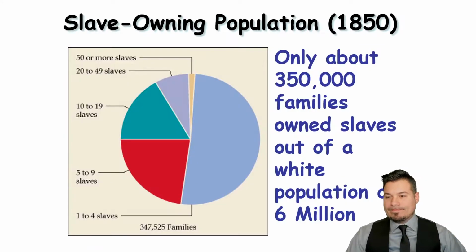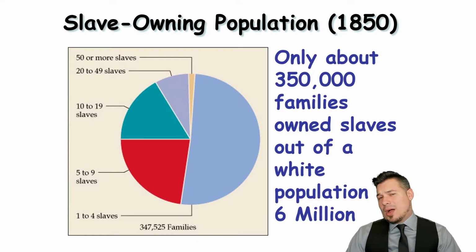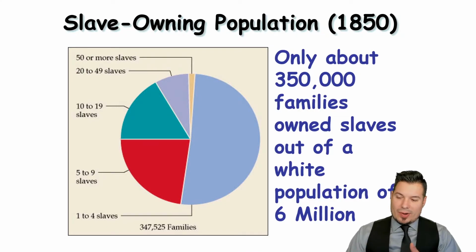Now, another thing we talked about earlier in one of our virtual classrooms is the slave-owning population. Only around 350,000 families own slaves out of the white population of 6 million. So you look at it, okay, we have 347,525 families. Most are owning 1 to 4 slaves because they're yeoman farmers. And being a yeoman farmer, they work alongside their slave in the field.